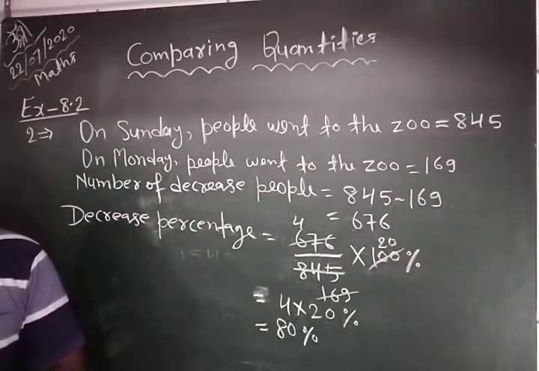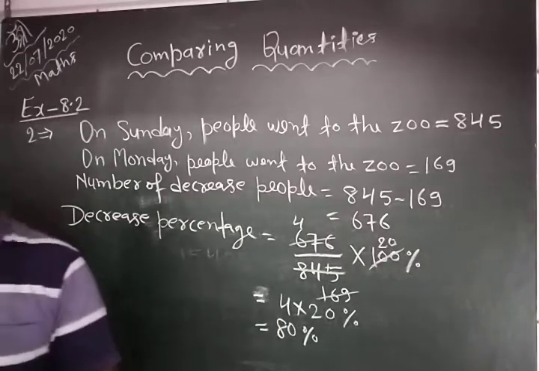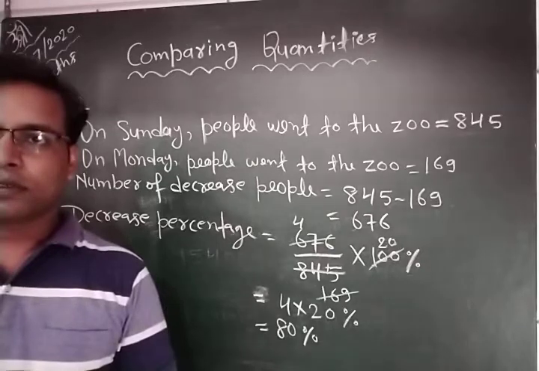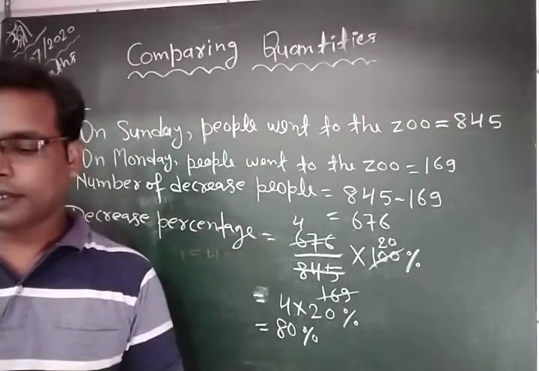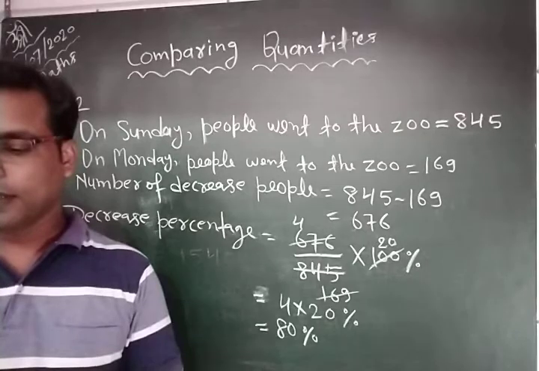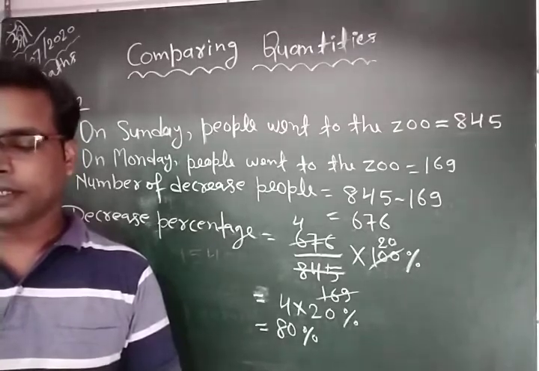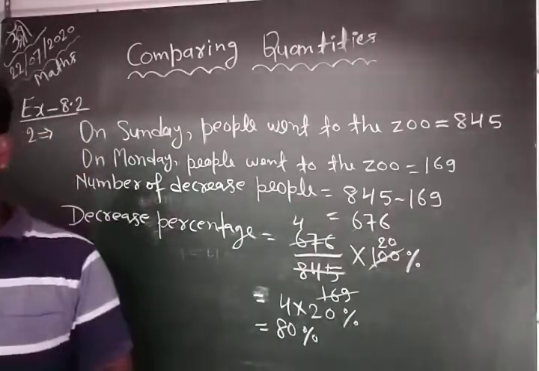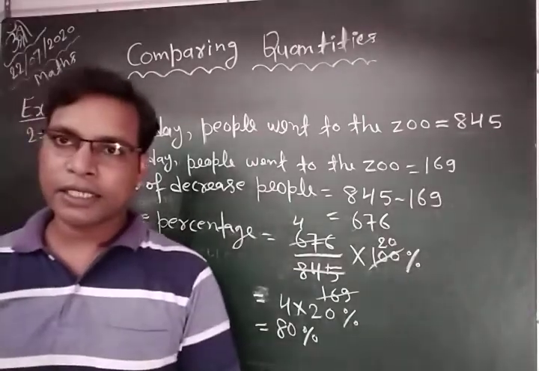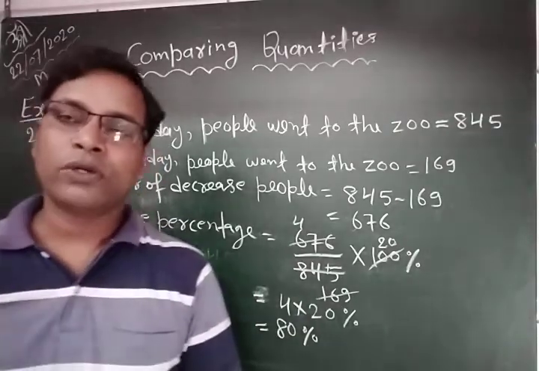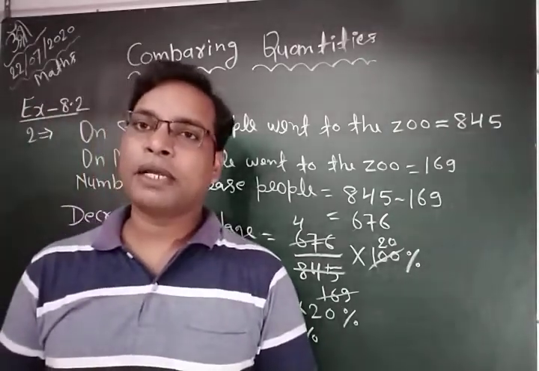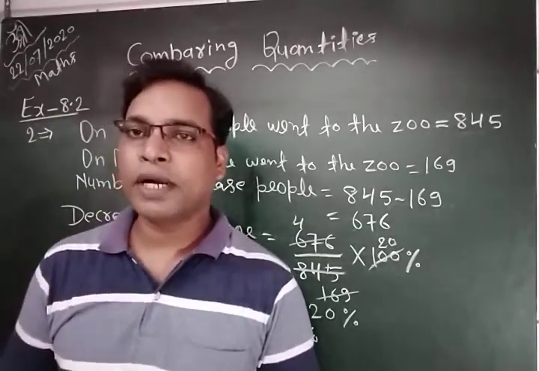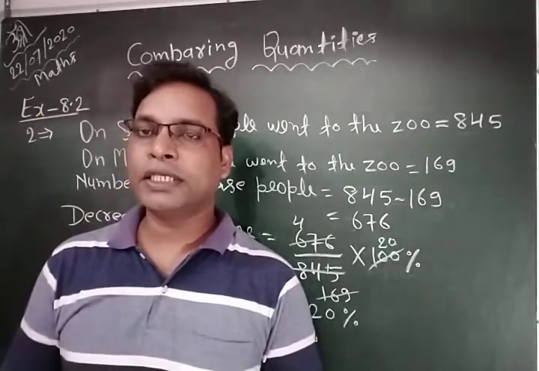Now, next question. The next question is given: a shopkeeper buys 80 articles for 2,400, okay, and sells them for a profit of 16%, and find the selling price of one article. Here the number of articles is 80, the cost price of 80 articles is 2,400, and the profit on each article is 16%. So here you find the selling price of each article.